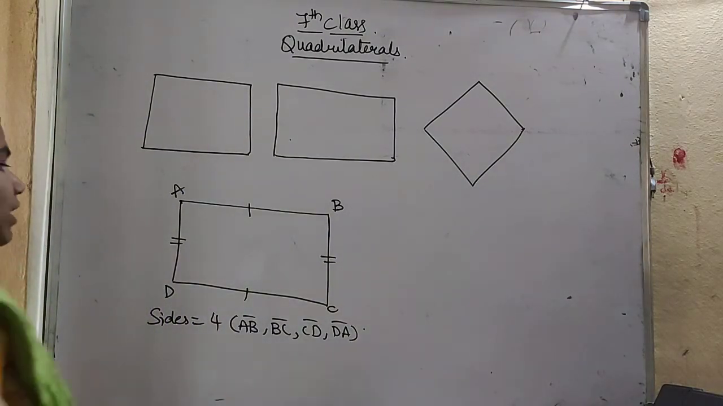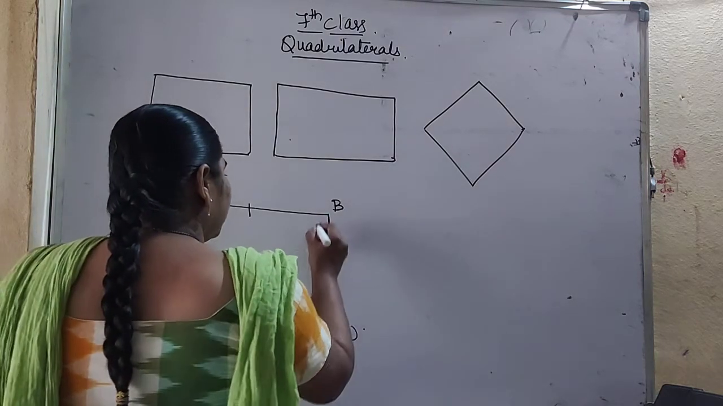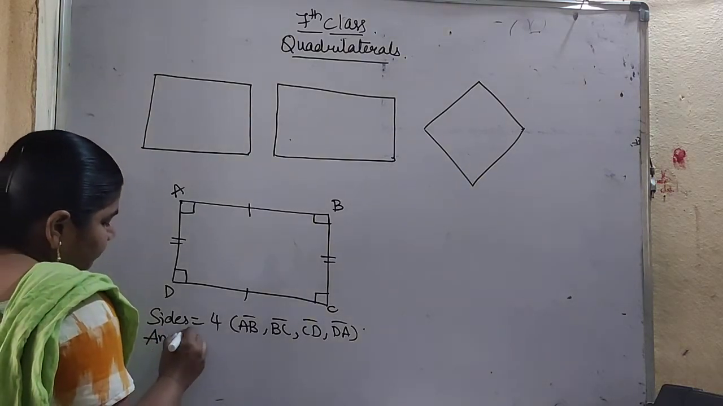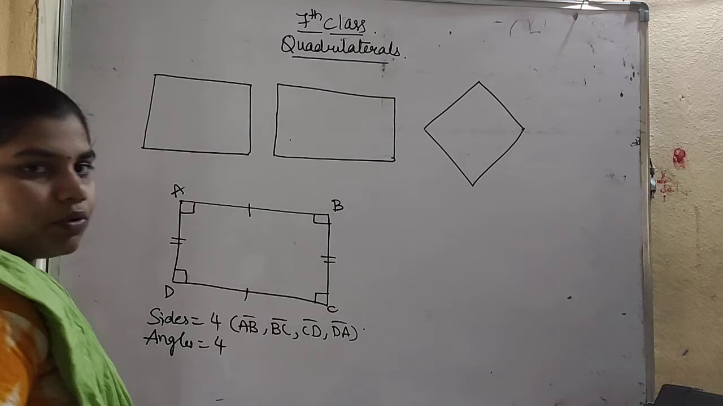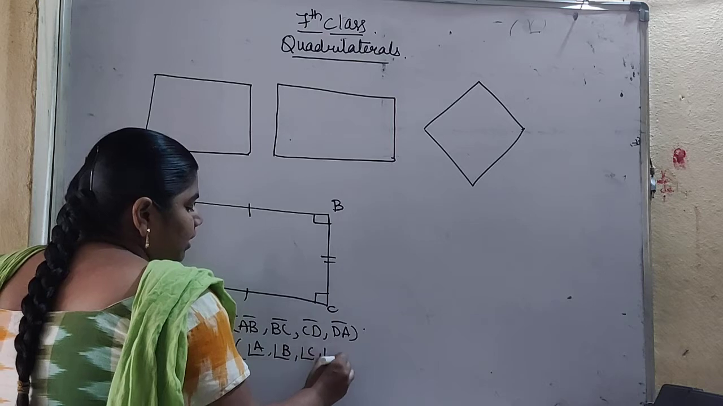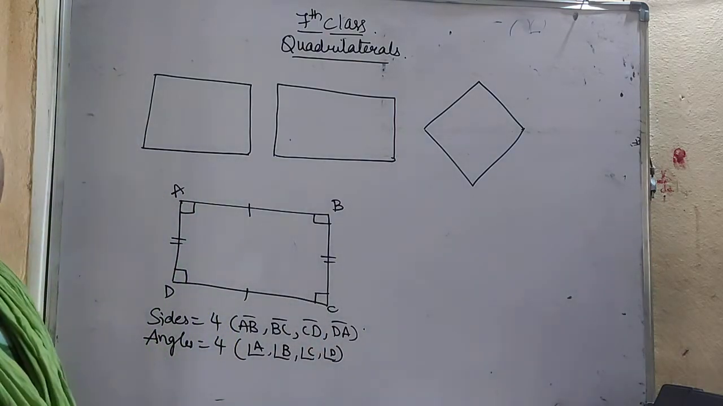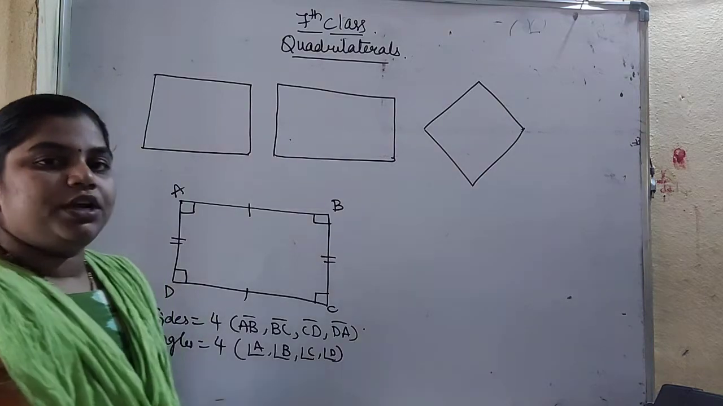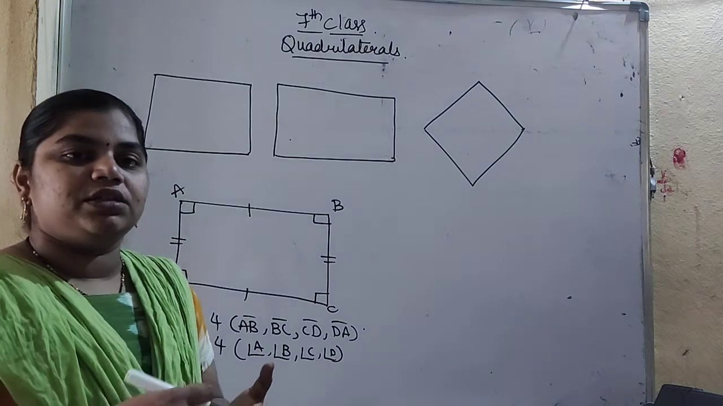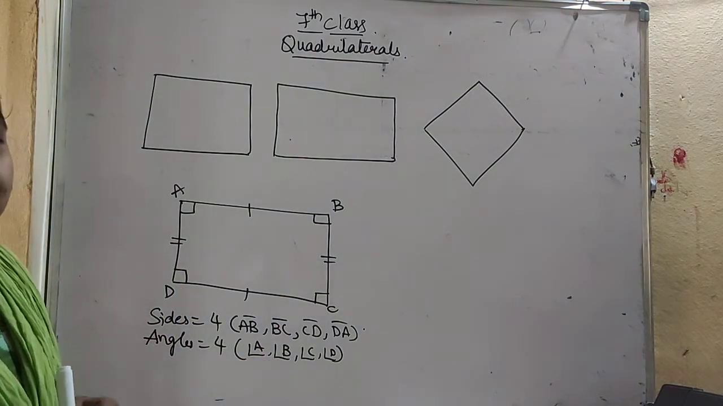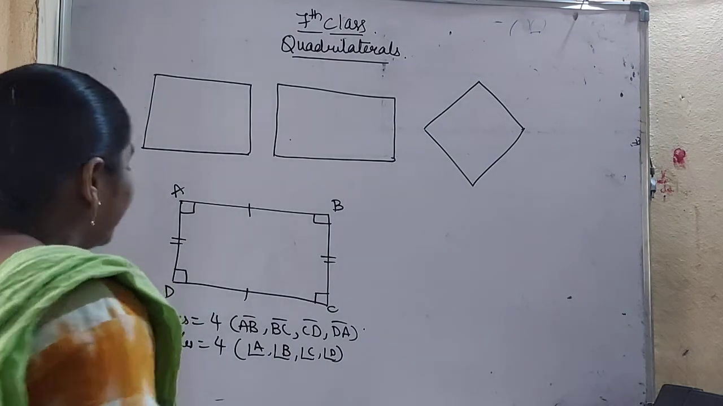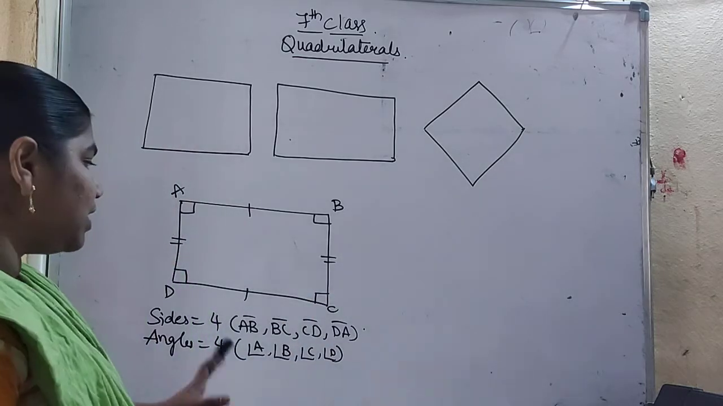If there are 4 sides, we will be having 4 angles. So angles are 4. What are the 4 angles? Angle A, angle B, angle C and angle D. These angles can also be written in the form of 3 alphabets. Already I told you in triangles and their properties, every angle can be represented in the form of 3 alphabets. The middle alphabet represents the angle there. So these are the 4 angles.